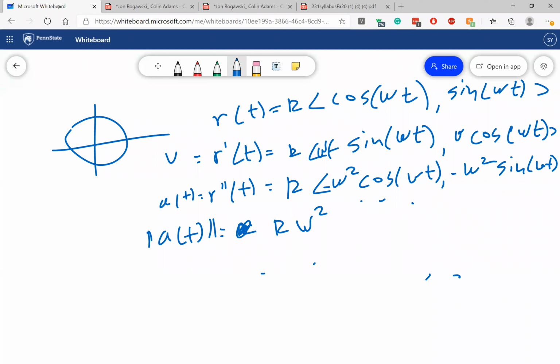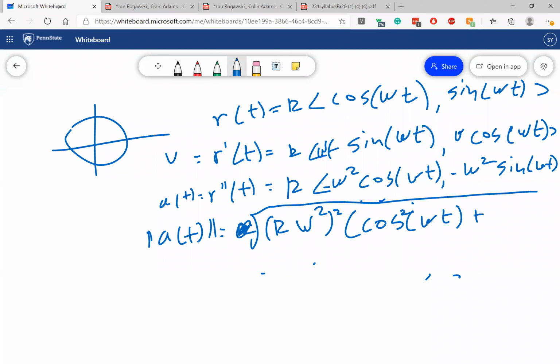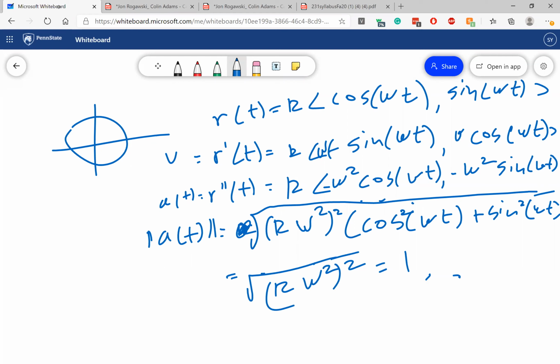When we do the Pythagorean theorem, we take the square root. It ends up being the square root of this thing squared times cosine omega t squared plus sine omega t squared. That is 1, so it would be the square root of r omega squared squared, which is r omega squared. And that would be the magnitude of our acceleration.